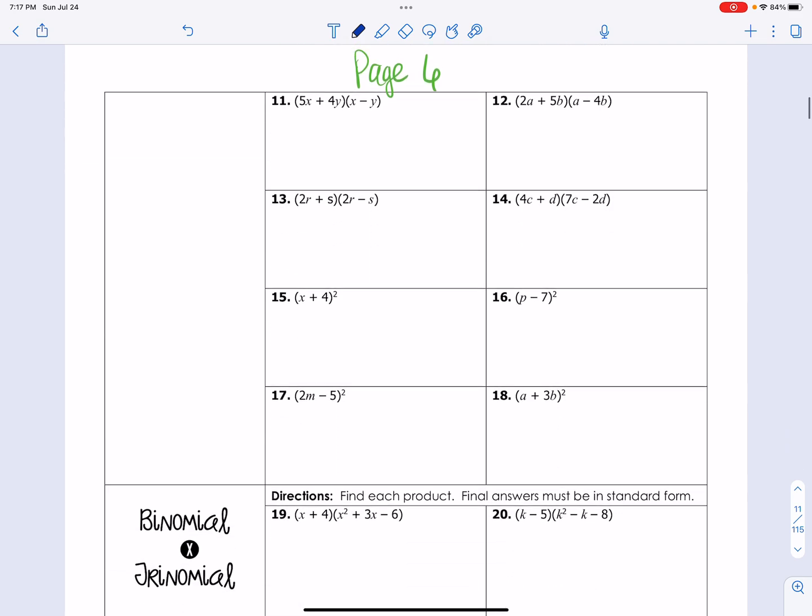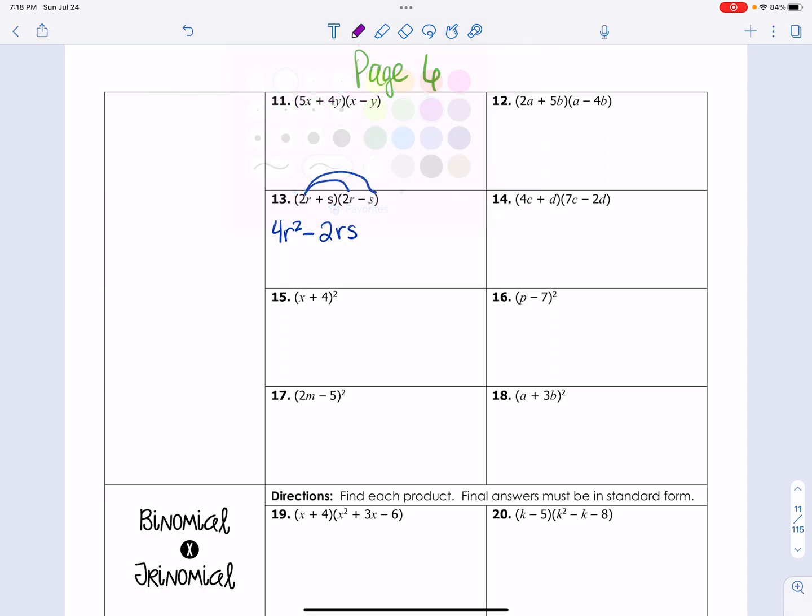Okay, so let's jump to 6. Now these are a little bit harder because they have letters. So let's take a look at number 13. So you would have 4r squared and then minus 2rs. You could have written that 2sr, but the order doesn't matter. I'm going to write it alphabetically so I can see if I have like terms.